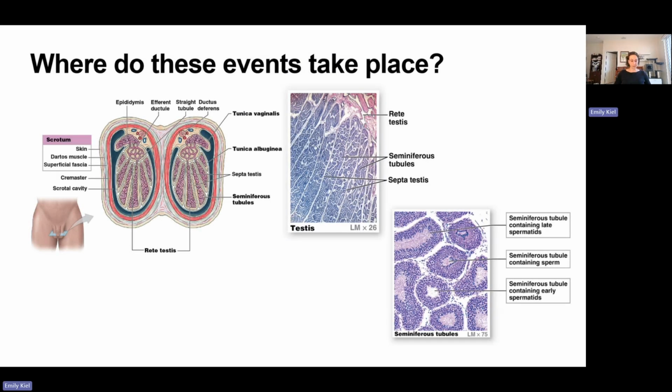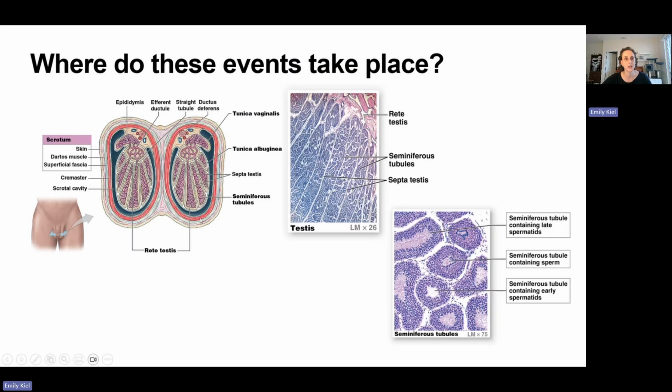So where do the events take place? Well, that would be in the seminiferous tubules. So here are our seminiferous tubules. They are very convoluted, that's for sure. And each little segment of these tubules is in a different phase of spermatogenesis. That's part of how we keep this constant supply of sperm. You can see here, again, all these tubules and how small and thin they are. You can see there are septa testis between them. So this is connective tissue that is between these tubule areas.